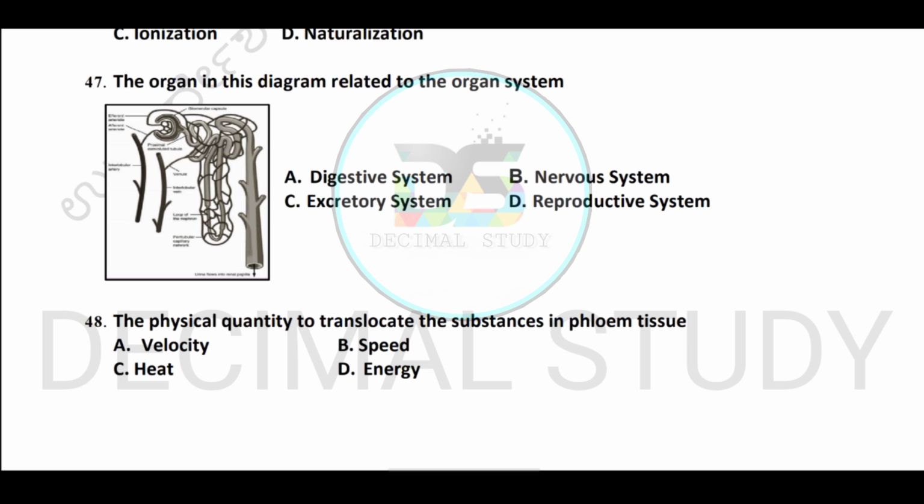Question number 48. The physical quantity to translocate the substance in phloem tissue. Options are velocity, speed, heat, energy. The right answer is energy.